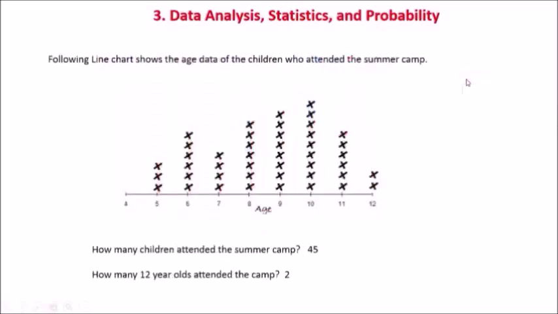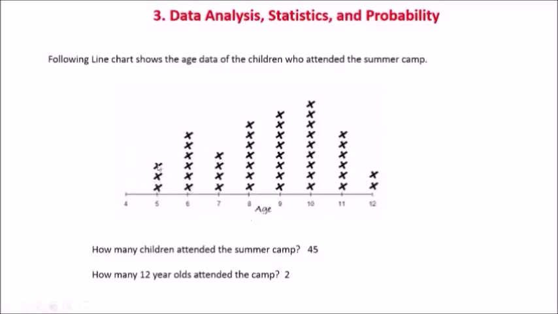Okay, the next one is called a line chart. Here they will have a mark like X, and this is the data of the children who attended the summer camp, okay? Each X here denotes one child, okay?